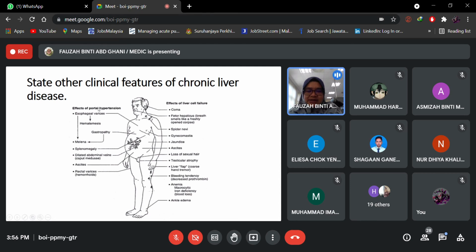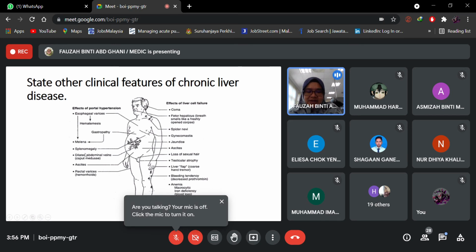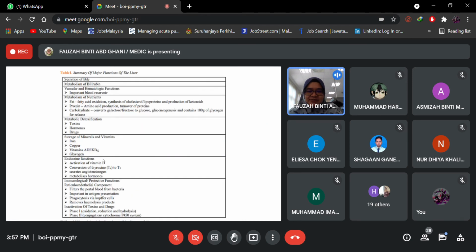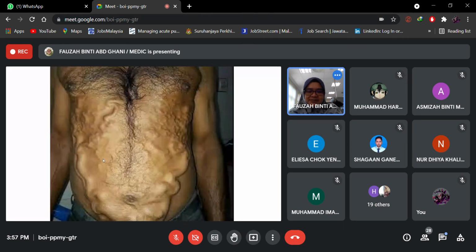Remember, when there's upper GI bleed, you not only get hematemesis, you can also get melena, right? Then we elaborated on splenomegaly. And then the dilatation of the abdominal veins, which we call caput medusa. I have a picture of caput medusa here. This is what caput medusa looks like. This is one of the effects of the portal hypertension.